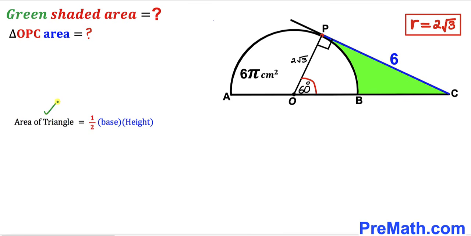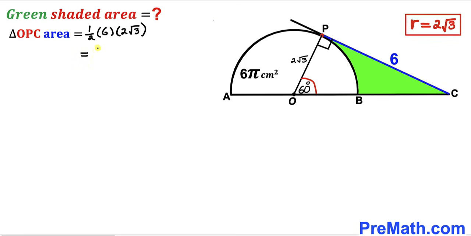Let's recall the area of a triangle formula. Area is always equal to a half times base times the height. And in our case, the base of this triangle is 6, whereas the height is 2 times square root of 3. So therefore, the area of this triangle OPC is going to be a half times the base is 6 times the height is 2 times square root of 3. And if we simplify the right hand side, we are going to get 6 times square root of 3. So thus the area of this right triangle OPC turns out to be 6 times square root of 3.